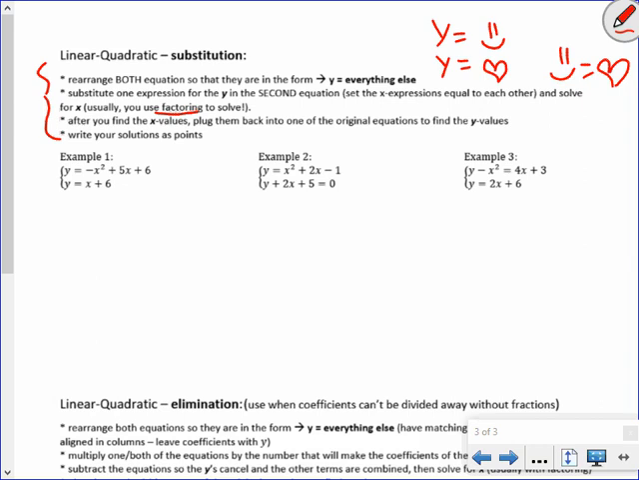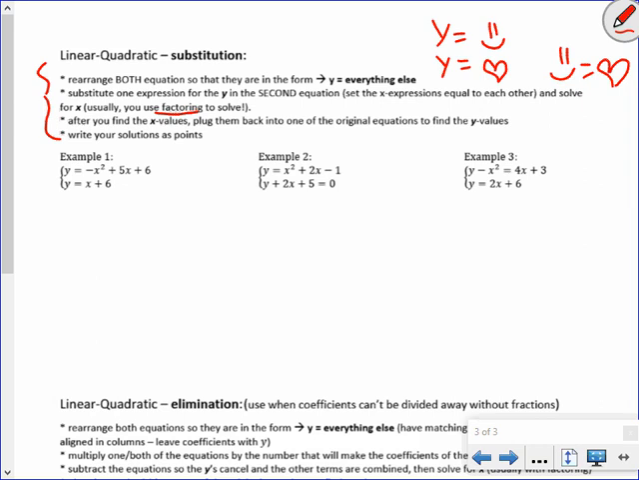Then after you guys find the x values, remember how your solutions are points? When you stop at x, what is involved in a point? A y. An x and a y. So once you find the x's, you're going to take your x values, plug them back in, find your y's, and then once you have both of those, you're going to write your solutions as one. Okay, that's all it is.